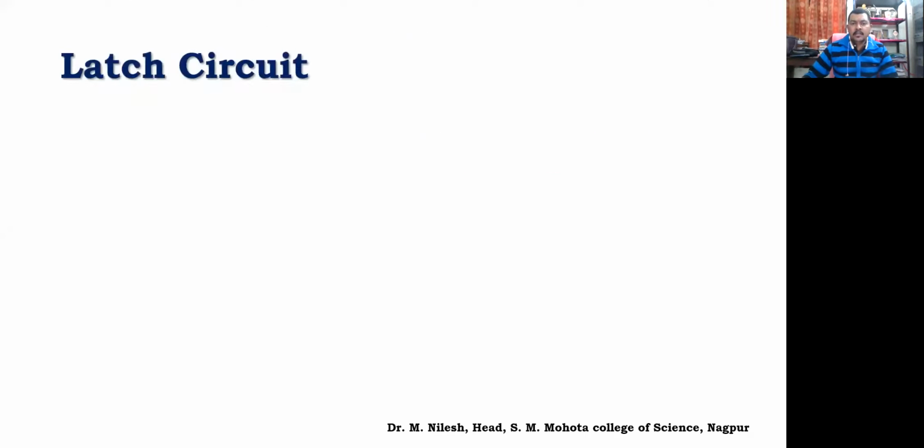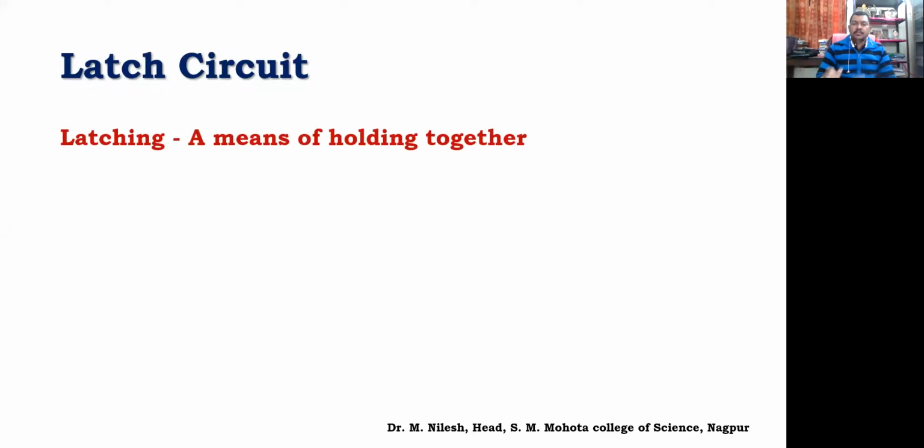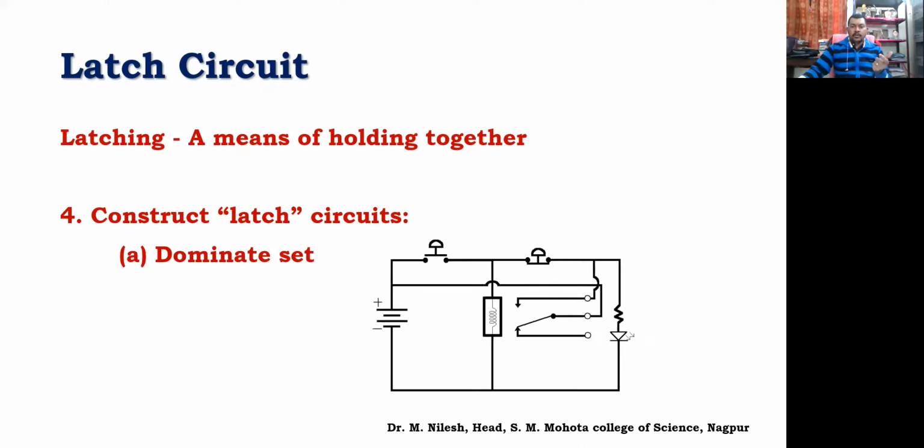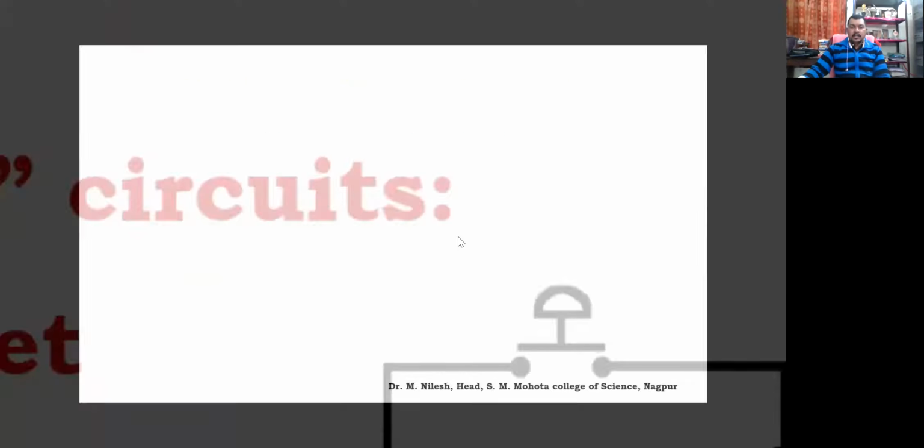The latches are there. Latches means we are holding something together, so something can be held for a moment. So we can construct these latches with set and reset accordingly. So latches means we can hold for some time, and these can be used with relays accordingly. We have two switches over here which can be used as per your requirements. So these are called latches.